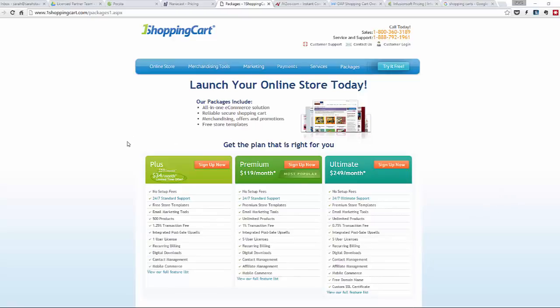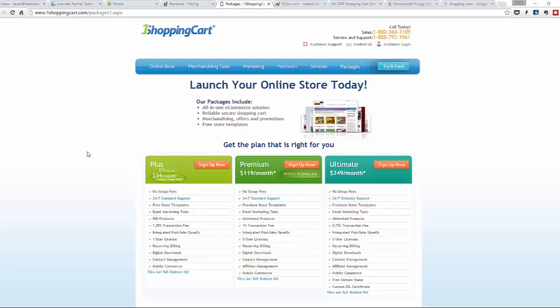However, do beware, I have some other friends who've got large email lists of over 100,000 people, and they ran into problems using One Shopping Cart's autoresponder. So if you've got a really big list, the One Shopping Cart autoresponder may not be the best solution. But if you're doing low levels of sales, say under 100 grand a year, something like that, One Shopping Cart's probably a very, very good solution.